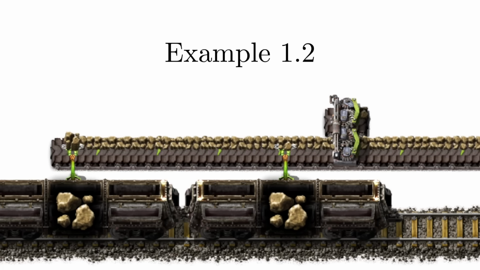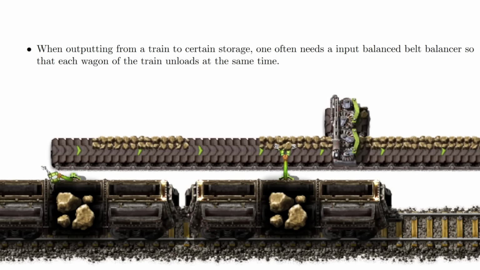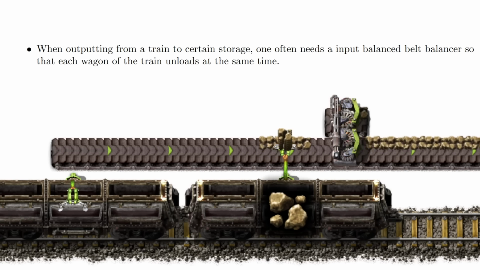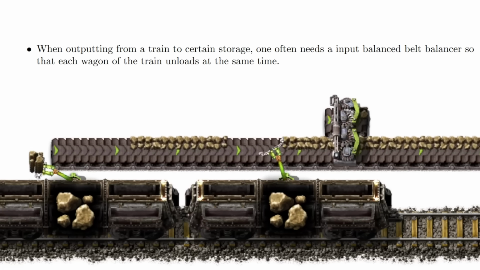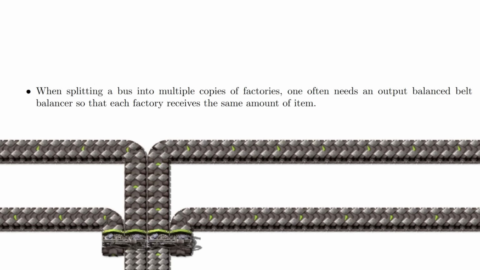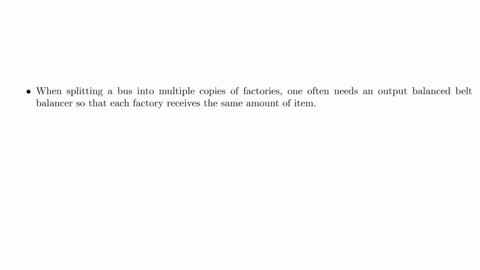Example 1.2. Here are some examples of various types of balancers. 1. When outputting from a train to a certain storage, one often needs an input balanced belt balancer so that each wagon of the train unloads at the same time. You don't want some items to be still remaining in the wagon when the other wagons are empty, thus delaying the train. 2. When splitting a bus into multiple copies of a factory, one often needs an output balanced belt balancer so that each factory receives the same amount of items.